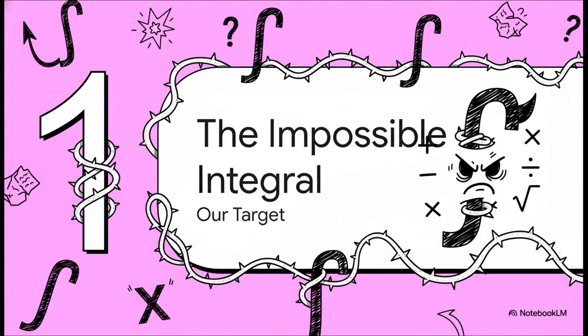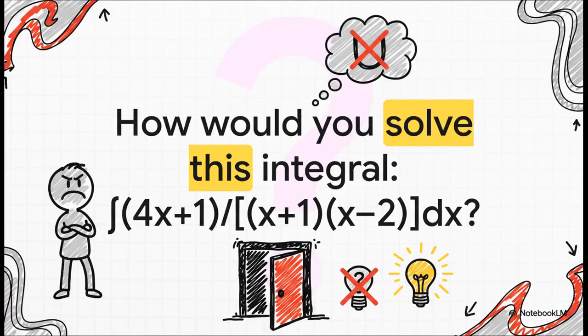All right, first up, let's introduce the villain of our story today, an integral that just won't budge with any of the basic methods we have in our toolkit. Okay, take a look at this guy. Your first thought might be U substitution, right? That's what most people try. But it's a trap. See, the numerator, 4x plus 1, is not a multiple of the derivative of the denominator. So what do you do? You're kind of stuck. And that's exactly why we need a new, way more clever strategy.